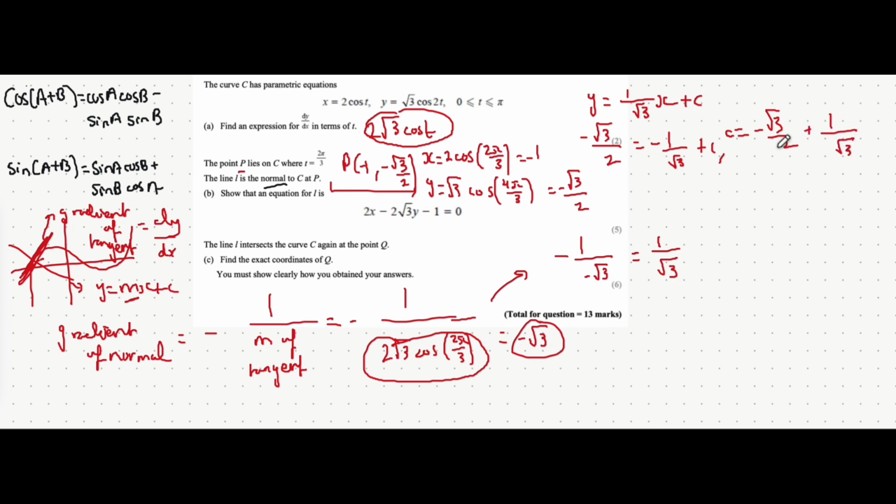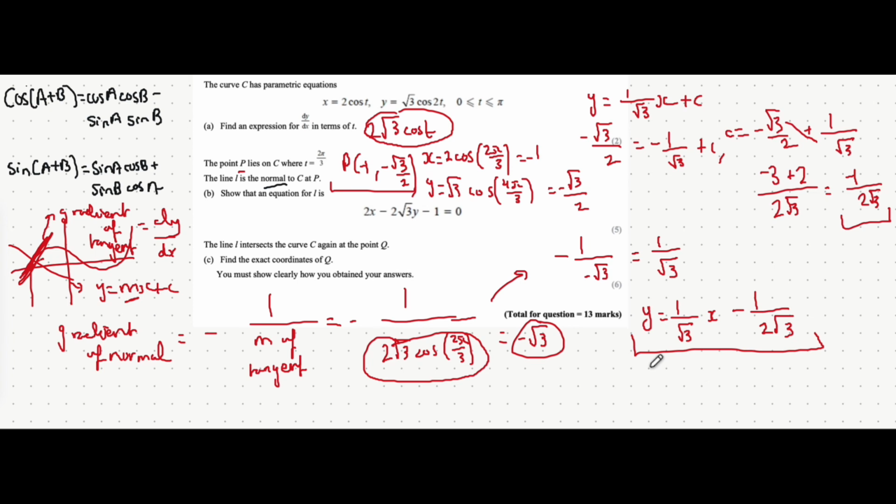I recommend combining this into a single fraction by using the smile and cross method. So -√3 times √3 is -3. 2 times 1 is 2, all over the multiplication of the two denominators, which is 2√3. -3 plus 1 is -1, so that's -1 over 2√3. Now we can put the c value into the expression that we formed originally, and we have y equals 1 over √3 x, and then -1 over 2√3. Although this is perfectly valid for the equation of the normal, it specifically wants you to show that it can be written in this format here.